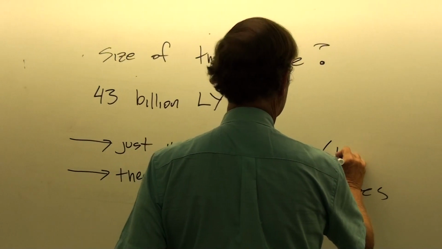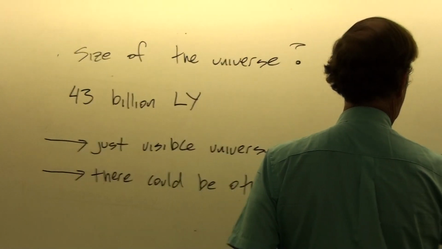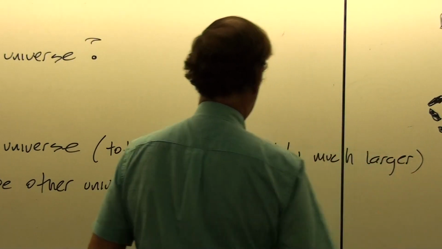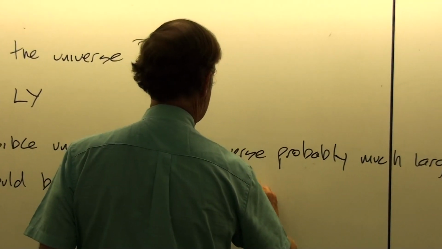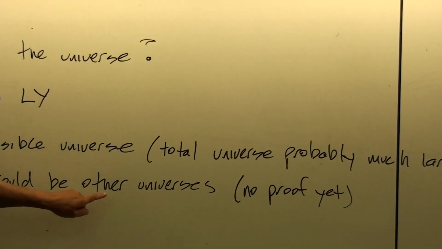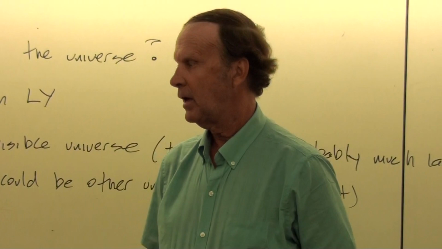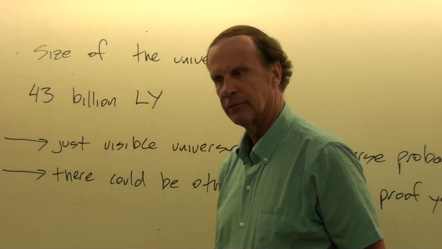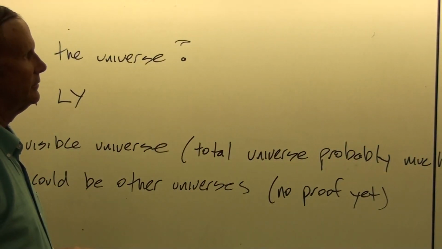Okay, so this is just the visible universe. The total universe is much larger. And although there's no proof of this, it is possible that there are other universes. But even though this possibility is there, and a lot of scientists do believe that there are other universes, because science is based on evidence and data and proof, until we actually get proof that there are other universes, we can't say for sure that they do in fact exist.